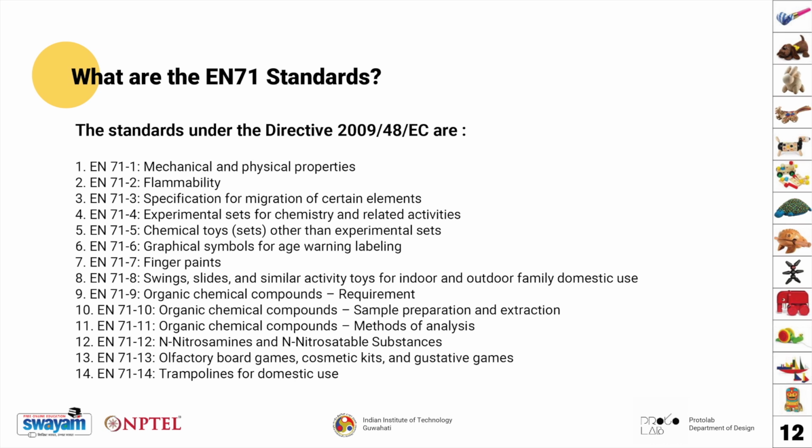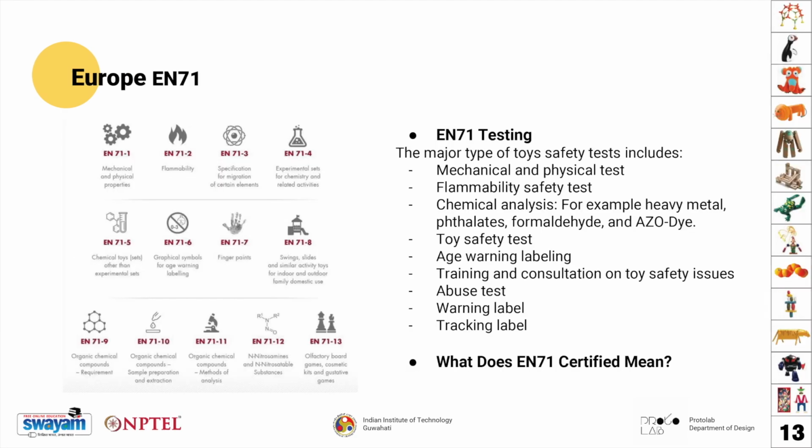EN 71 Part 12, N-nitrosamines and N-nitrosatable substances. EN 71 Part 13, Olfactory board games, cosmetic kits and gustative games. EN 71 Part 14, Trampolines for domestic use. Let us also know what EN 71 testing is. The major types of toy safety tests along with what EN 71 certified means.